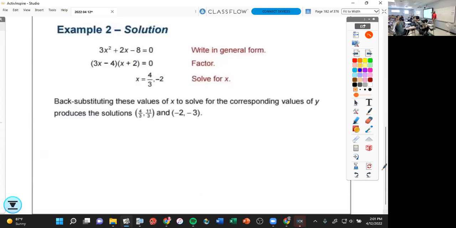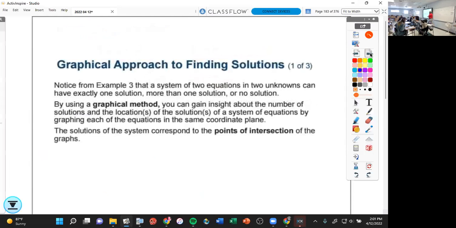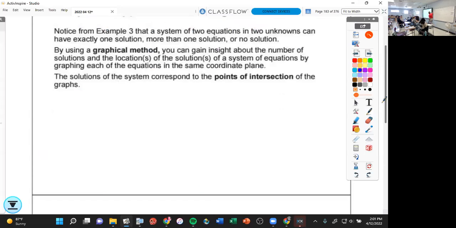Okay, so we got the answers right. I've shown you how to solve it by graphing. It is possible to have exactly one solution. We can have more than one solution. We can have no solutions. We can have infinitely many if it's two lines that happen to be the same. Graphically, that's what we just did. Solve it by graphing. Look where they intersect. I'm moving on.